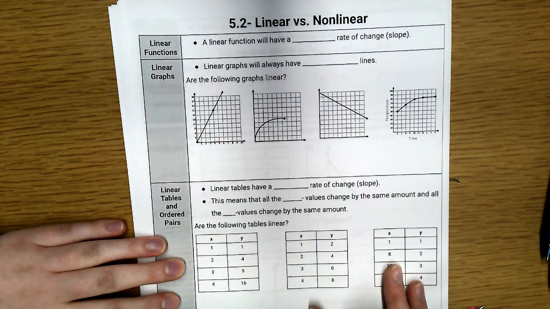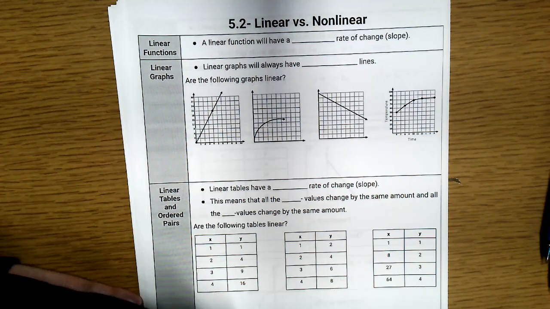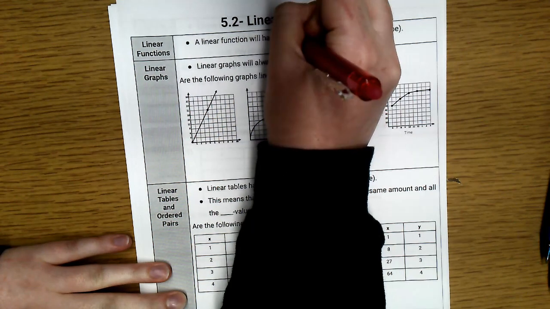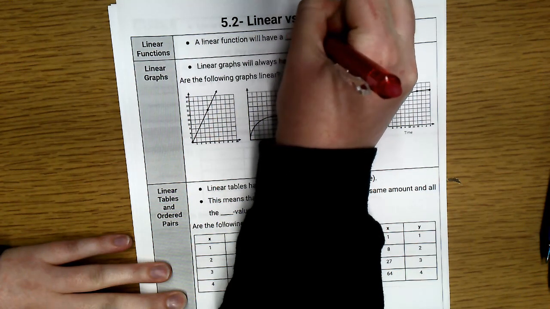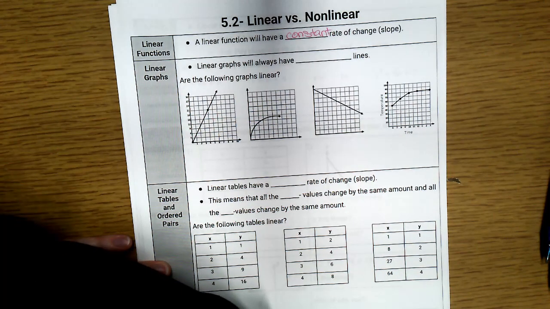Hello everyone, we're going to talk about linear versus nonlinear functions today. So a linear function has a constant rate of change. Constant means it's the same every time. And remember, rate of change just means our slope.